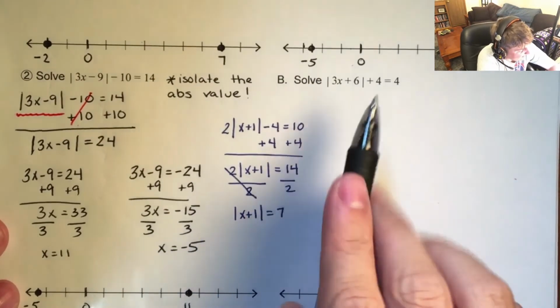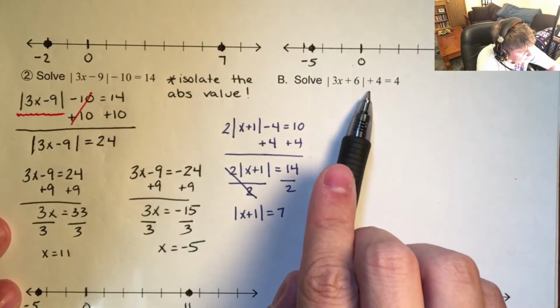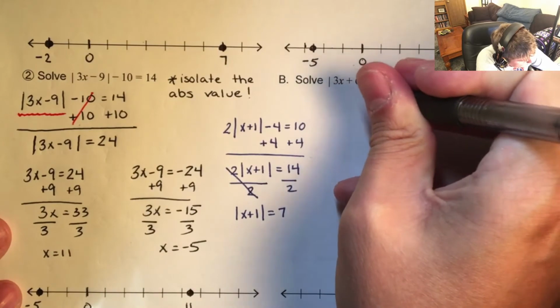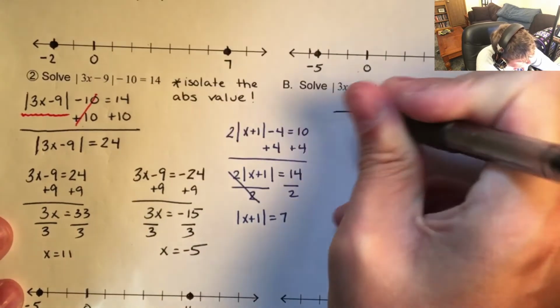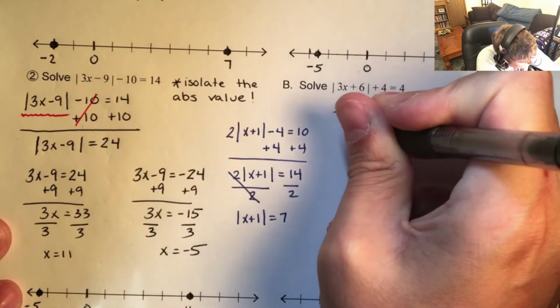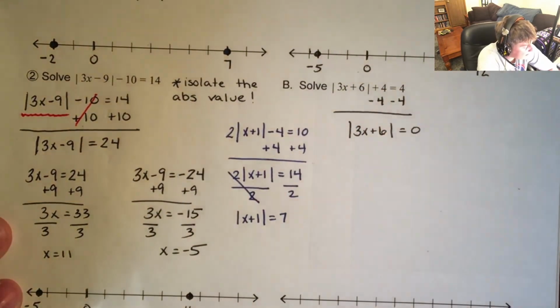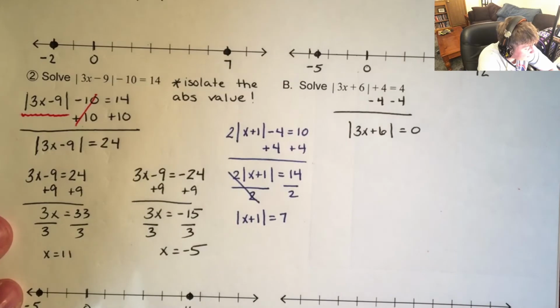Okay, so I have this plus 4 here, so I need to go ahead and subtract 4. So I'm just going to subtract 4 up here. That'll get rid of that. That gets that absolute value symbol isolated for me. Okay, and so then I have here 3x plus 6 is equal to 0.